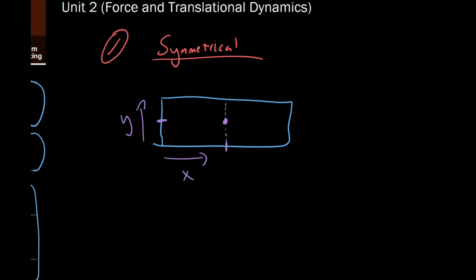We could extend this to 3 dimensions, whatever you really wanted to, but if we have a symmetrical mass distribution, we just know it's going to be halfway in between the end of the box and the start, right?